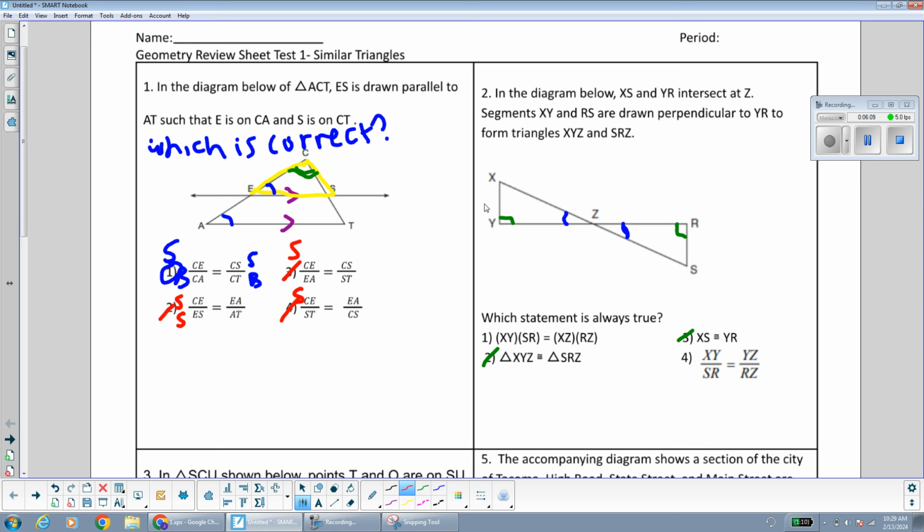XY is a side from this triangle over here. I'll call that the triangle on the left, since they both look about the same size. Usually I like to say small and big triangle, but they both look the same. SR is the corresponding side from the triangle on the right. Since this is set up left over right, I need to make sure the other side is also set up left over right. So YZ is from the left, and RZ does correspond to it from the right. So answer choice 4 is the correctly set up proportion.